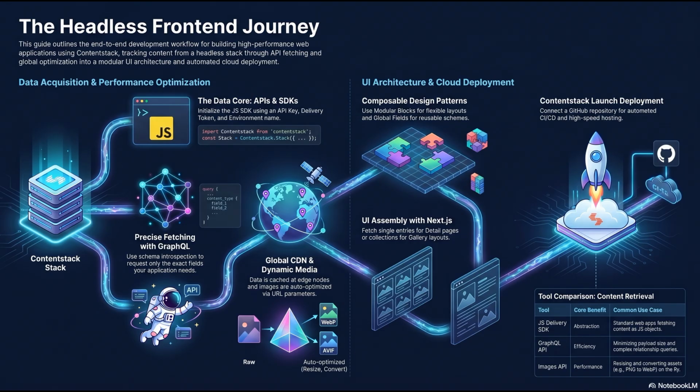We looked at the performance imperative of server-side filtering via the Content Delivery API, shifting the computational tax of sorting and pagination off the user's mobile CPU and onto the enterprise cloud. We saw how the Images API eliminates manual asset creation through on-the-fly, edge-cached parameter transformations and intelligent WebP format negotiation. We mapped the exact architectural patterns for UI development.